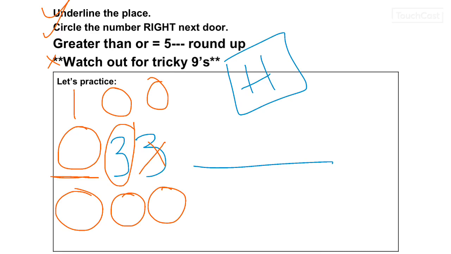So let's look at the circled number. Is 3 greater than or equal to 5? No. We round down to 0. So remember, numbers can be closer to 0. 33 is not halfway. Halfway to 100 would be 50. So it's not even close to there.